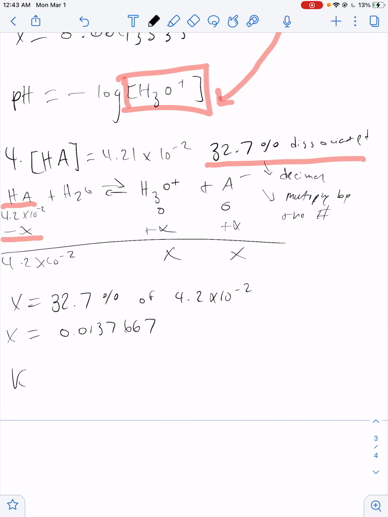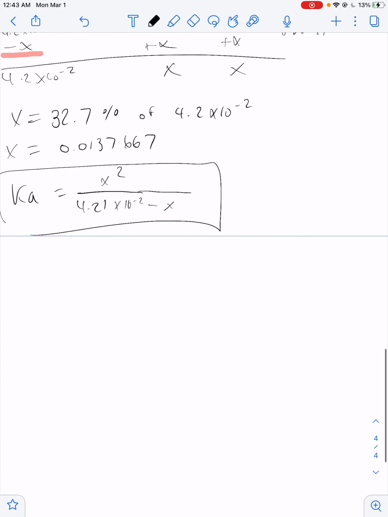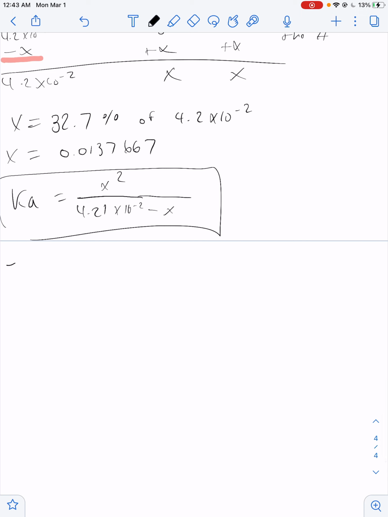So we can solve Ka equals x squared over 4.21 times 10 to the negative 2 minus x. And yep, that's what you need, Ka. Okay. Question 5.